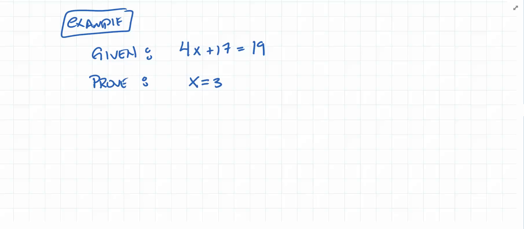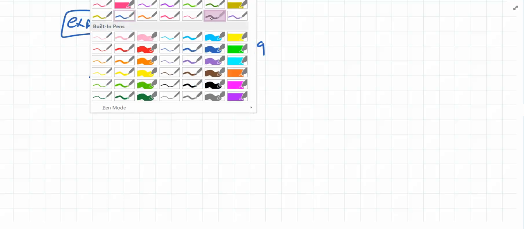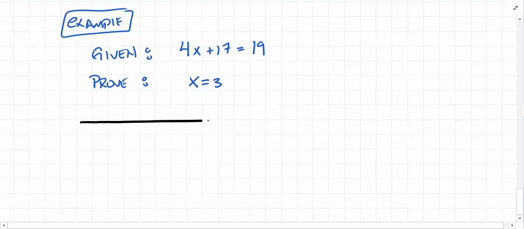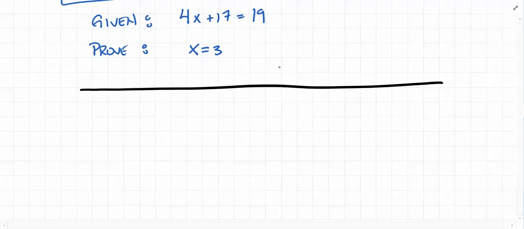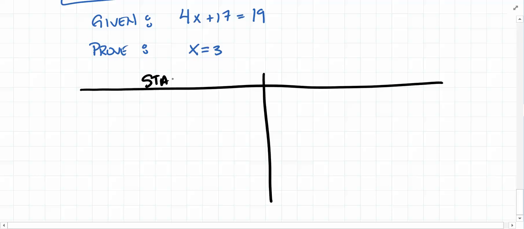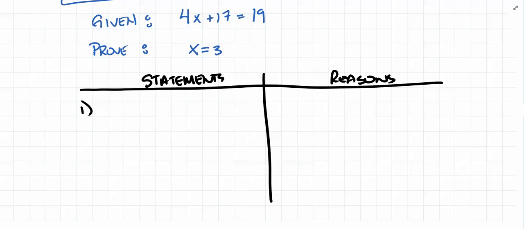Okay, so we draw our two columns. Over here we have our statements. And over here we have our reasons. And number one, we always write down our given. So what is our given here in this case? What's the given? There you go. So over here, this is what we do. We're going to write down what we've been given.